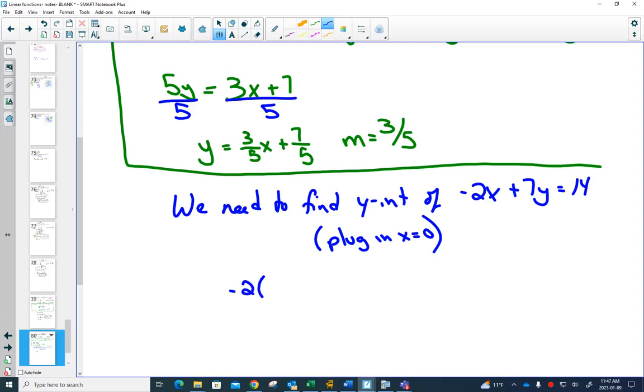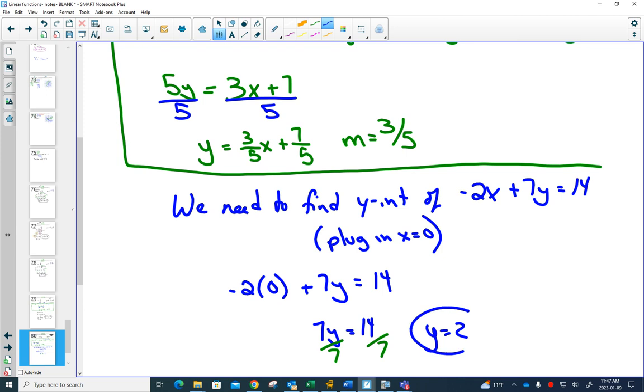If I plug in a 0 for x, how's your 0 times table? Pretty good? That's negative 2 times 0. Oh, good. Someone's been practicing on the holidays. So then we just get 7y equals 14. How do you get y by itself? Divide both sides by 7. So we get a y-intercept of 2.